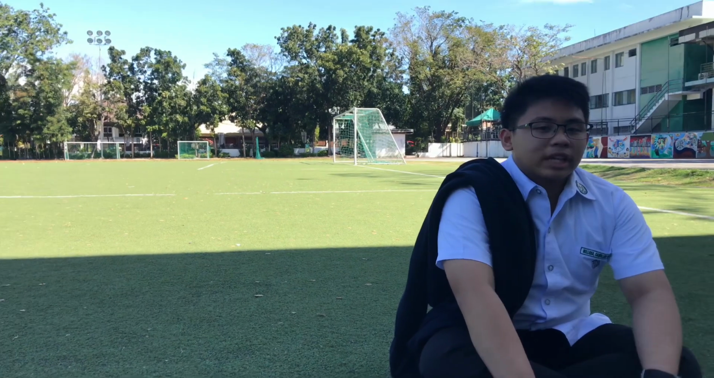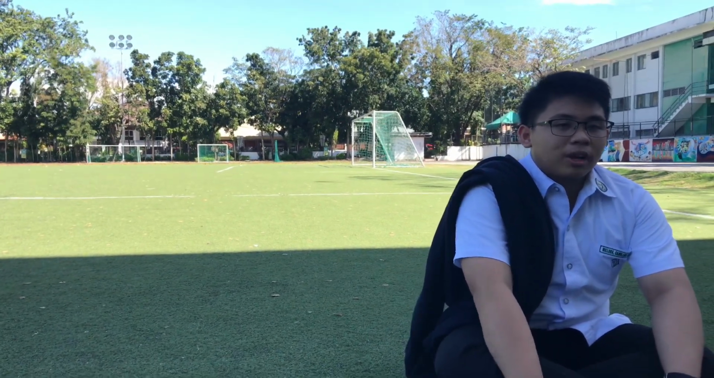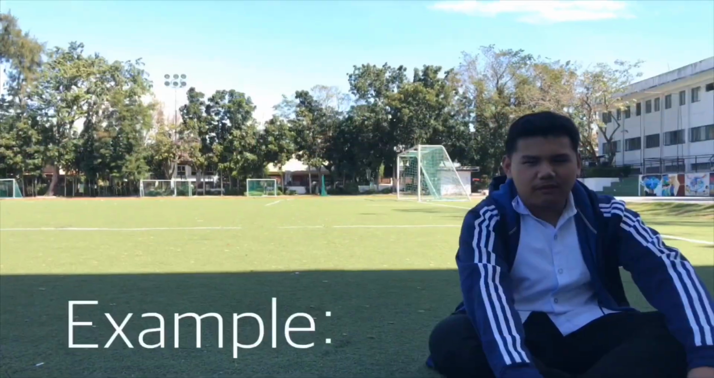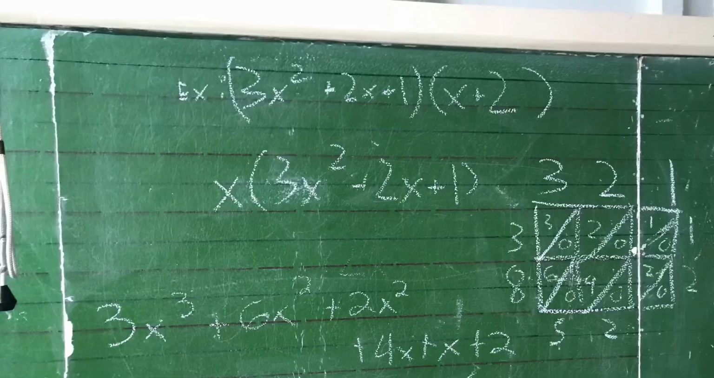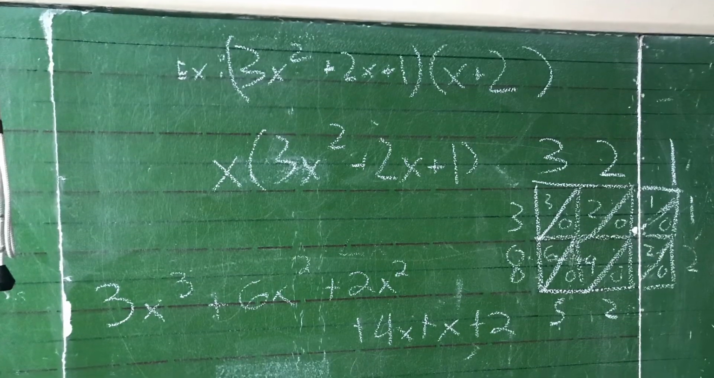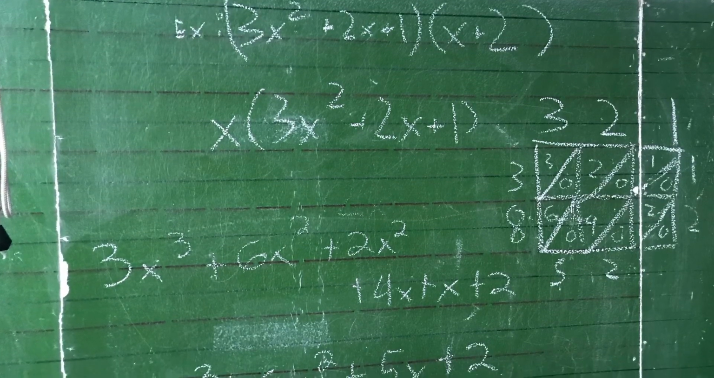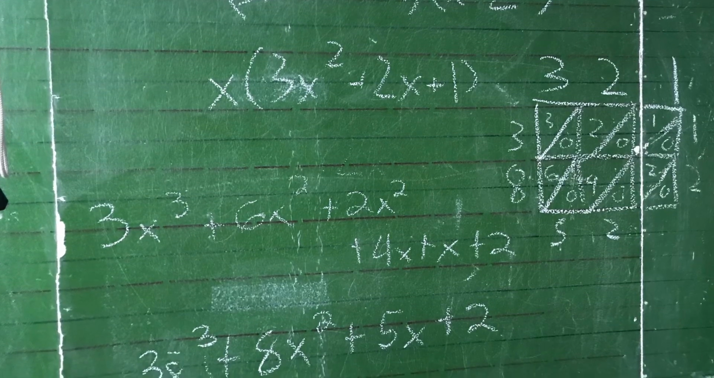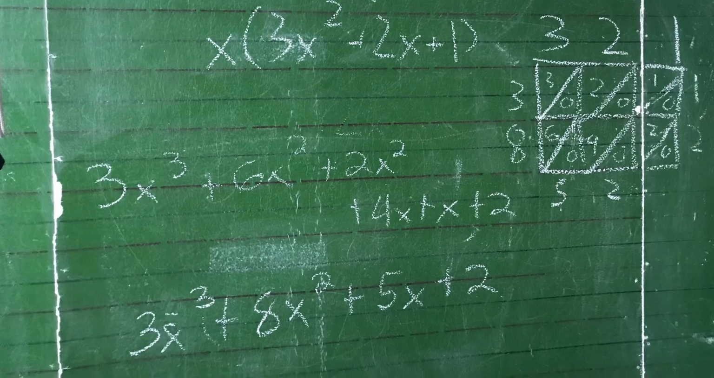Now that we know the objectives, let us recall how to multiply polynomials without the lattice method. For example, 3x squared plus 2x plus 1 times x plus 2. Based on the example given, multiply the first term to the second polynomial. After that, multiply the second term to the second polynomial. After that, multiply the third and last term to the second polynomial. After you get your product, combine like terms and simplify.